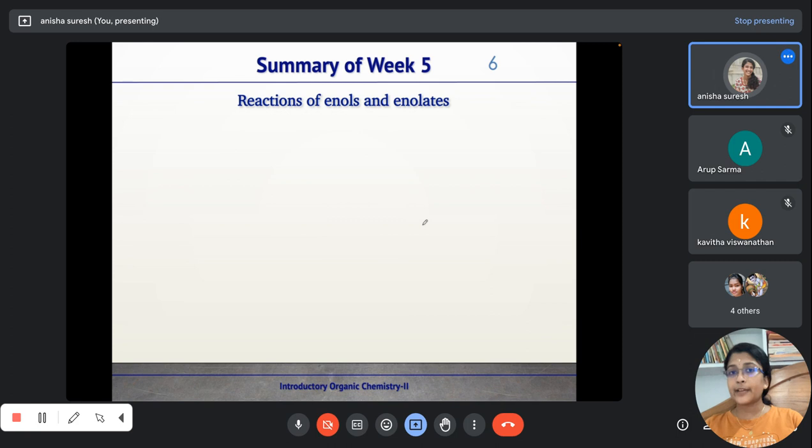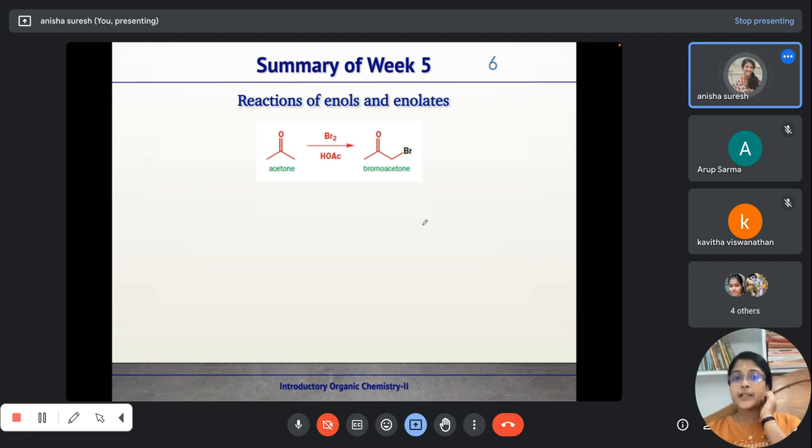Now the last topic that was discussed in week 5 was the reactions of enols and enolates. And majorly, I have discussed the alpha bromination reaction in acetic acid medium. So the acetone, when treated with bromine in acetic acid medium, will lead to the formation of bromoacetone. So what will be happening? First, in acetic acid, it is an acidic medium, so it will lead to formation of enol.